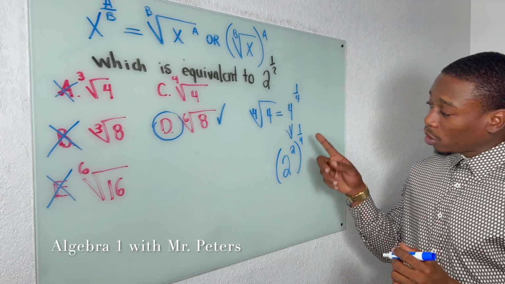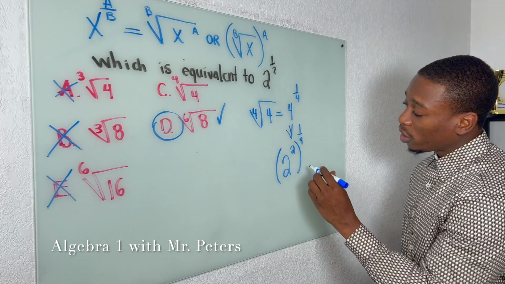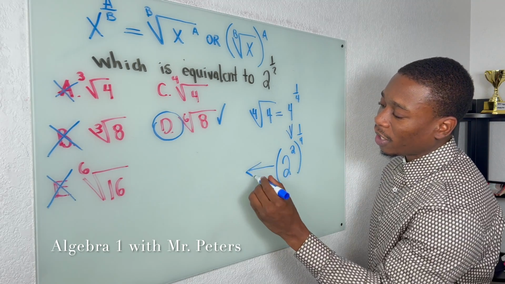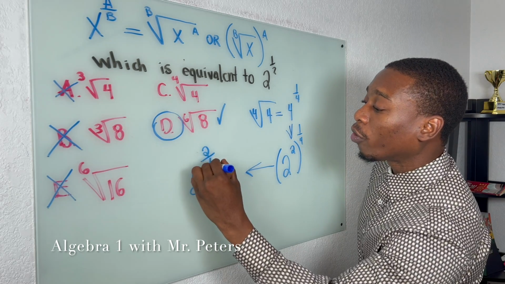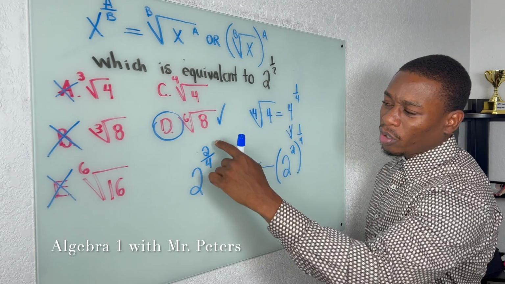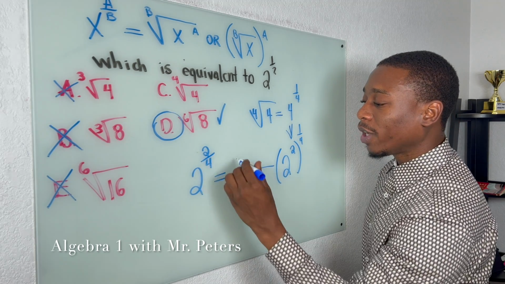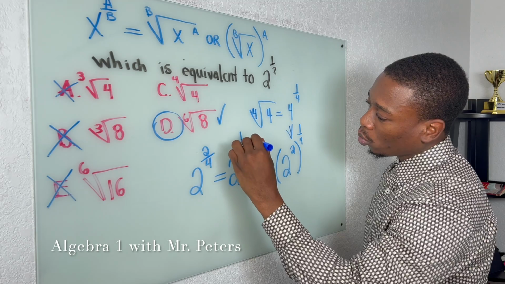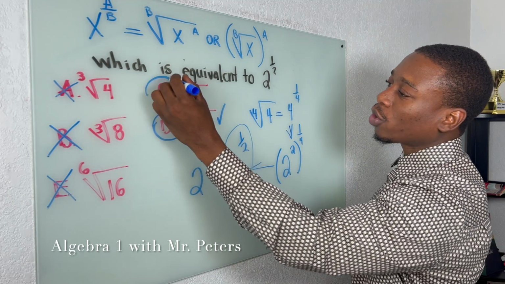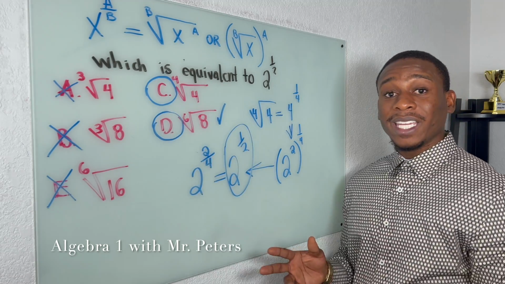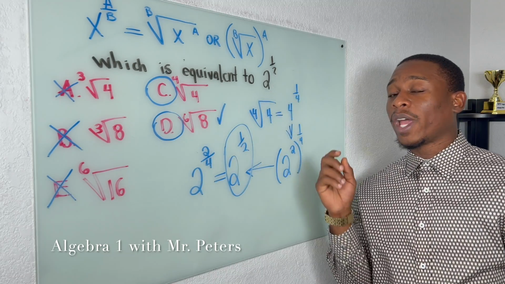Now we're going to multiply 2 times 1/4. Once we do, let's just go right here so you guys see better. We're going to get 2 to the 2/4 power. And we know that 2/4, once we reduce that fraction, we're going to get 2 to the 1/2 power. So it looks like answer choice C and D are going to be equivalent to 2 to the 1/2 power.